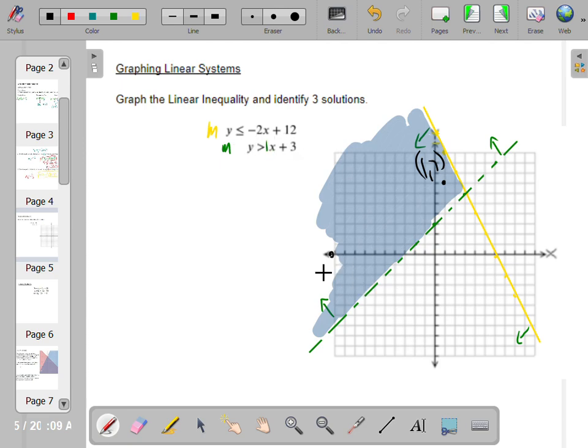How about over here? (-10, 0). That's a solution. Something in the middle, what's that? (-7, 6). That's a solution. If I plug these ordered pairs into both of these inequalities, they will make true statements. If I pick a point from somewhere else, it won't work in both, so it's not considered a solution.